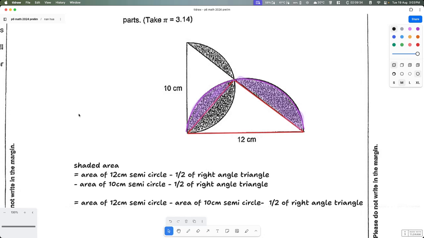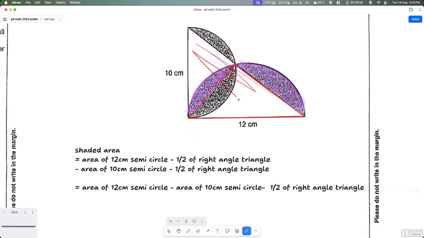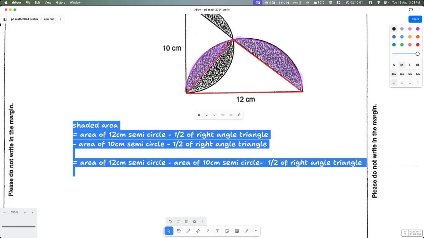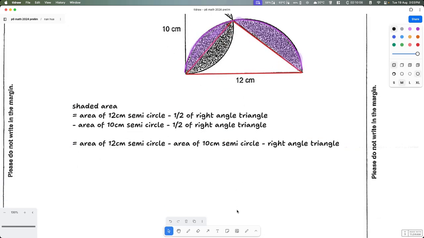Right, so I've written down here, shaded area is equal to area of 12 centimeter semicircle, minus half of the right angle triangle. And then we also have area of 10 centimeter semicircle, it's the same thing, but minus half of the right angle triangle as well. So if you combine the two half right angle triangles, you will just minus off the right angle triangle instead. That's it.